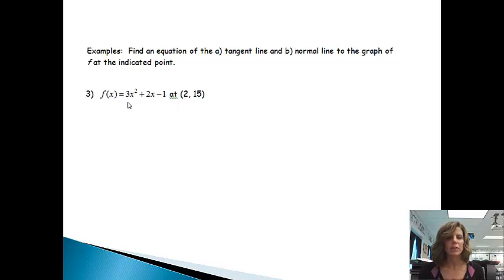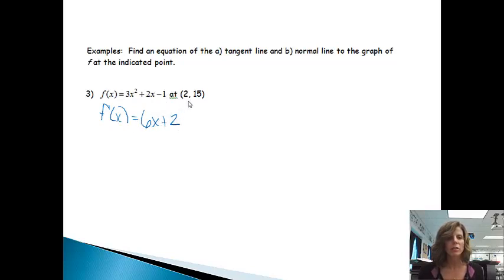The first thing that I know, I am given an x and a y, so I'm good to go with that, so I don't need to find the y. The second thing that I want to do is actually to find the derivative, because that will help me find the slope of the line. So the derivative, using my derivative rules that we learned in the last lesson, bump my 2 out front, I'll get 6x plus the derivative of 2x is 2, and then the derivative of minus 1, since it's a constant, is 0. So that's my derivative.